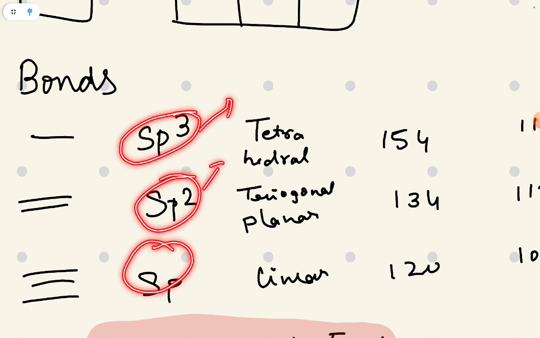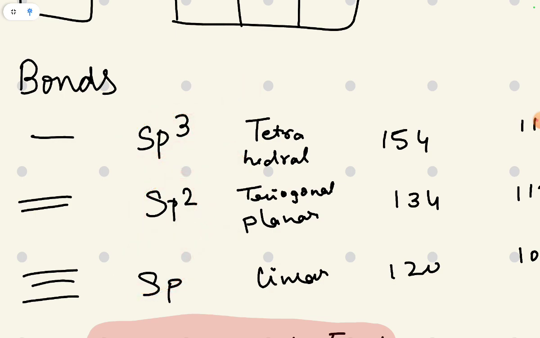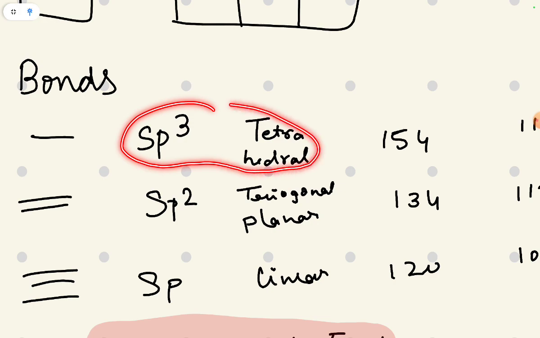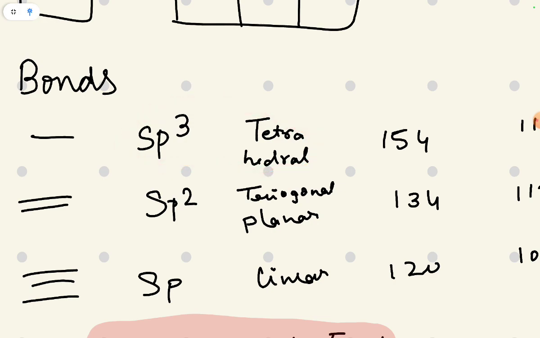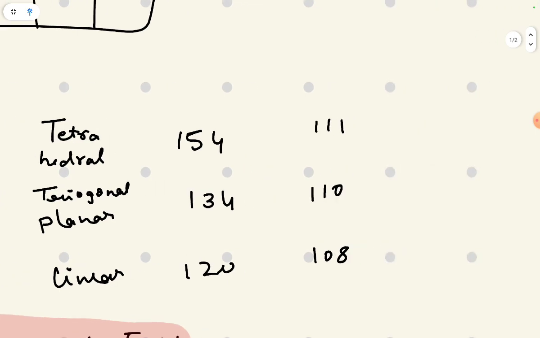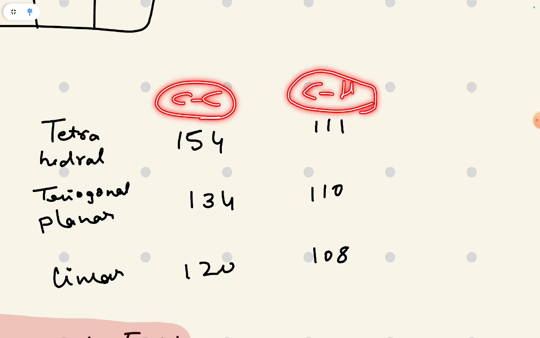What is the steric number of these three? It's 4, 3 and 2. The shape of sp3 hybridization is generally tetrahedral, sp2 forms trigonal planar, and sp forms linear. This is the distance of the CC bond, and this is the distance of the CH bond.